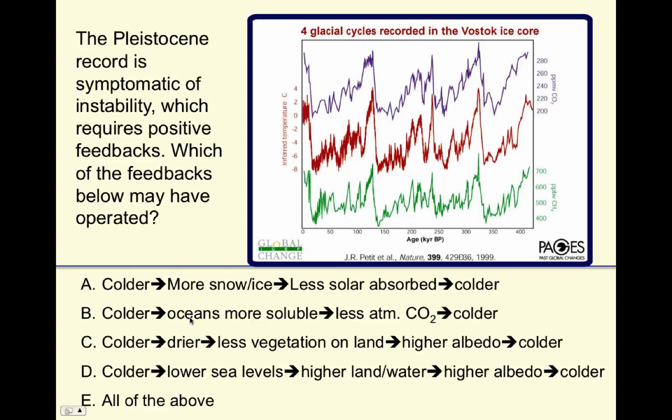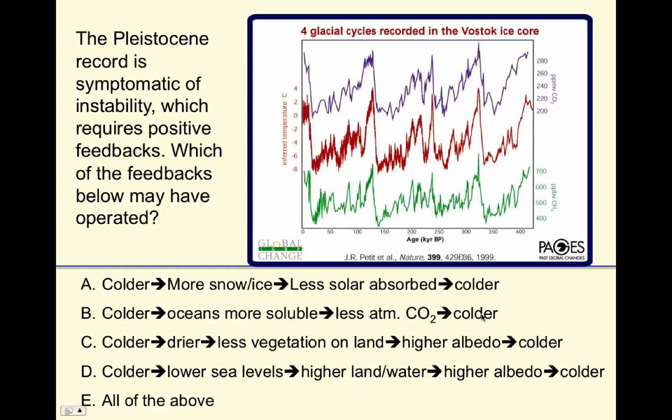When it's colder, the oceans become more soluble. To prove that to yourself, open up 2 cans of soda, one warm, one cold. You'll find the one that's warm goes flat quicker than the one that's cold, which means that the warm liquid cannot hold those bubbles or those gases in as well as the cold liquid. Therefore, cold oceans and cold liquids are more soluble. So when it's colder, the oceans take in more CO2, leaving less for the atmosphere, making it colder because you're taking away greenhouse gases.